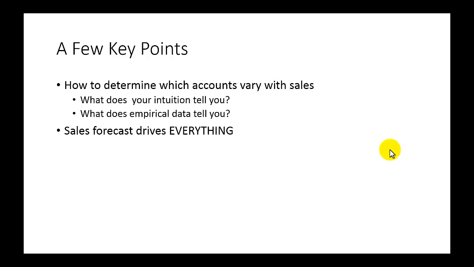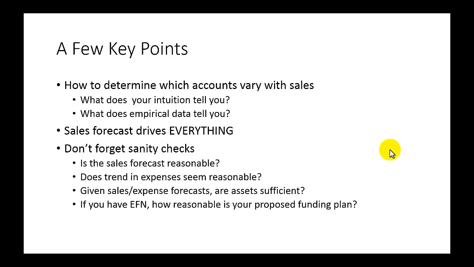Another key point, the sales forecast drives everything. If you get the sales forecast wrong using the percentage of sales method, everything else is going to be wrong, which is why, again, I'll have more to say about that before we finish this video. Lastly, don't forget the sanity checks. Is your sales forecast reasonable? Does the trend that you're predicting in expenses seem reasonable? Given your sales and expense forecasts, when you look at the balance sheet, do the assets seem sufficient? If you have external funds needed, if there's a shortage, how reasonable is your proposed funding plan? Always, always, always put your numbers through your sanity checks.